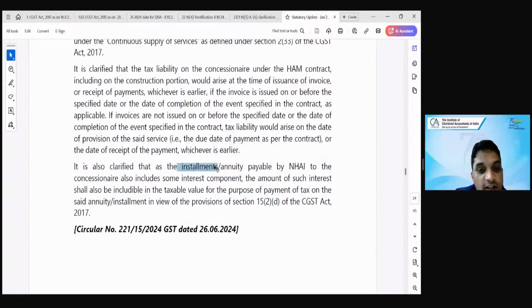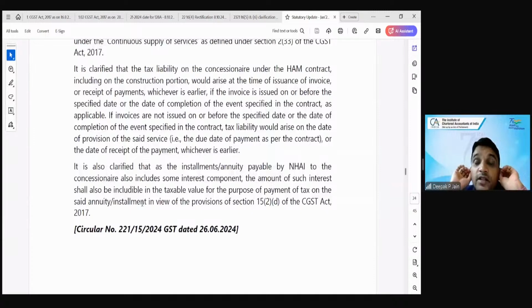So it is clarified that the installment or annuity payment which the NHAI makes to the concessioner also includes some interest component. The amount of such interest component shall be included in the taxable value and shall be added to the value. So in this contract, the confusion was what will become the time of supply, because you're giving the contract to me now, but you're making the payment later.